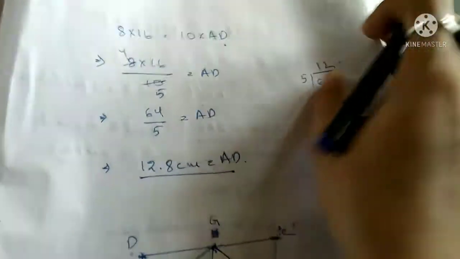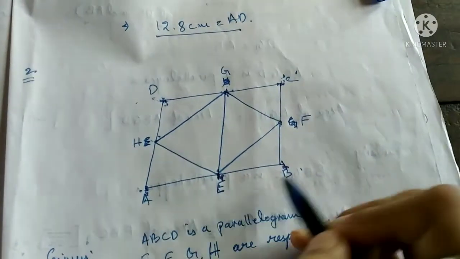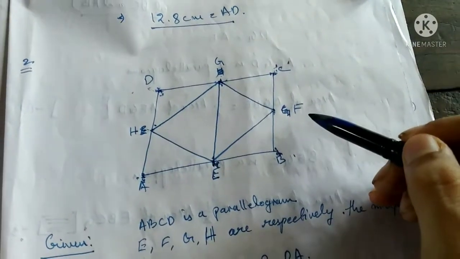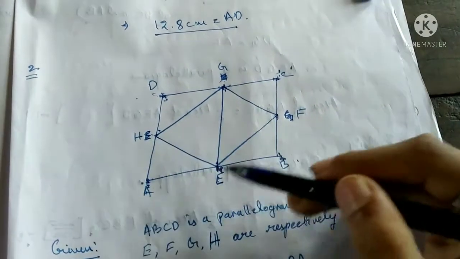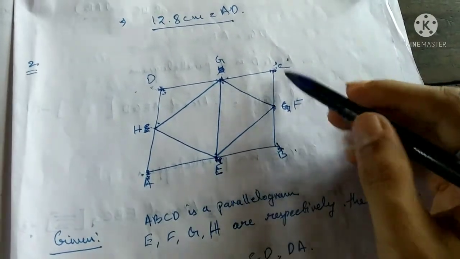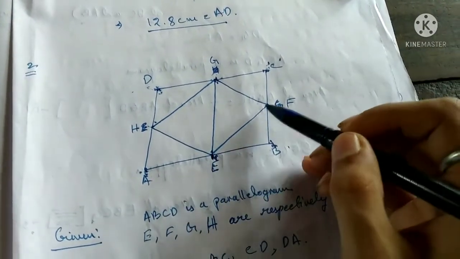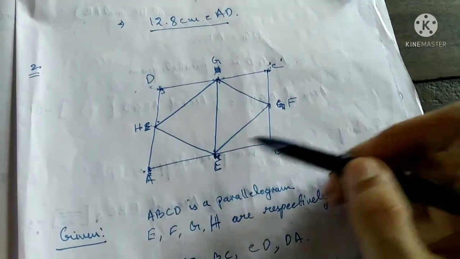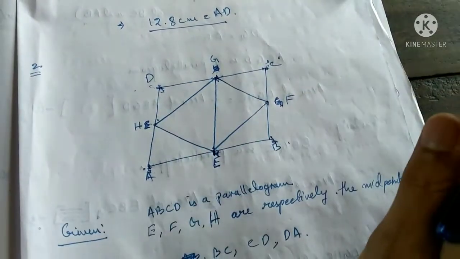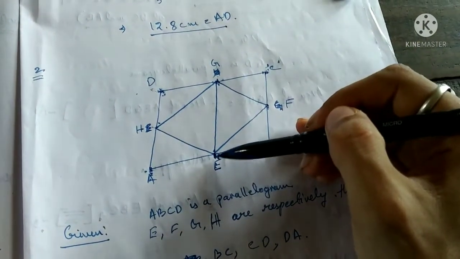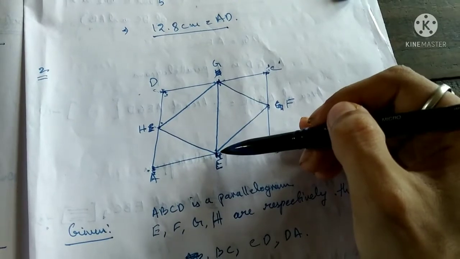Now I will show you according to the diagram. You see, ABCD is a parallelogram. Look very carefully. E, F, G, H are the midpoints of AB, BC, CD and DA. I have to prove that area of EFGH is equal to half area of ABCD. Now I will do a construction. In here I will join GE.